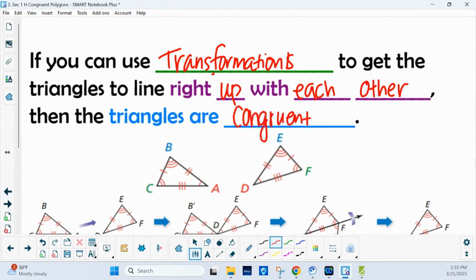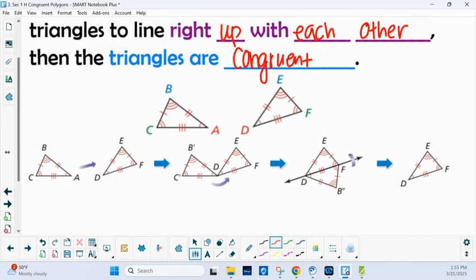So this diagram, it's kind of hard to tell on your notes, but what they're doing is saying they're going to translate or slide triangle ABC over until their vertices are meeting, and then rotate it down until their bottom sides are meeting like this, and then reflect it over that line, and they'll be matching. They'll be totally matching. So that proves they are congruent, and they've marked the parts that are congruent already, but we can do that.